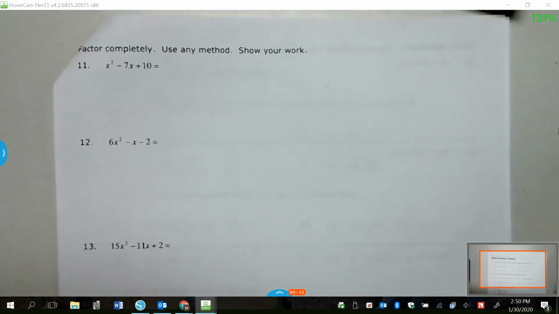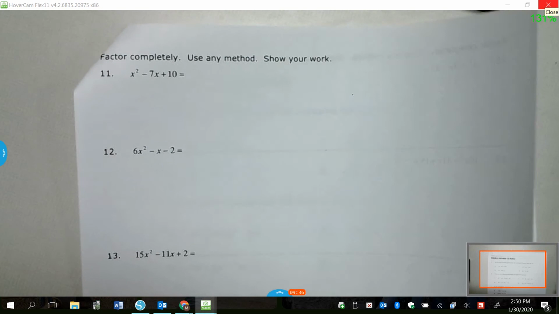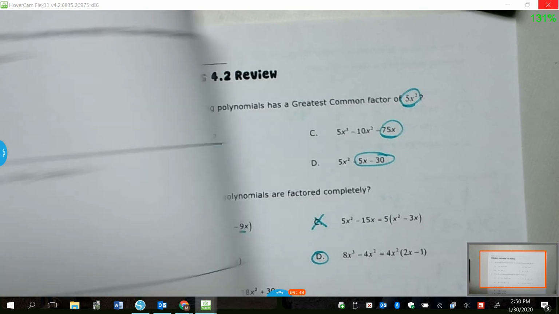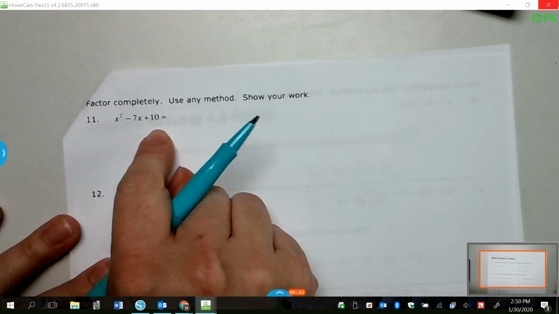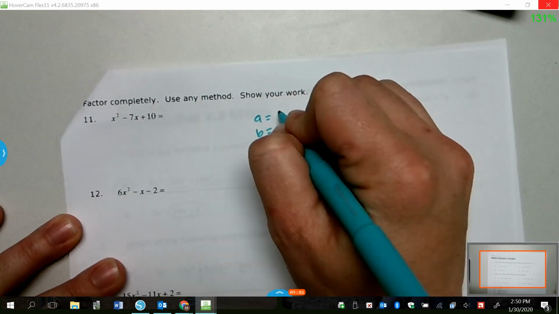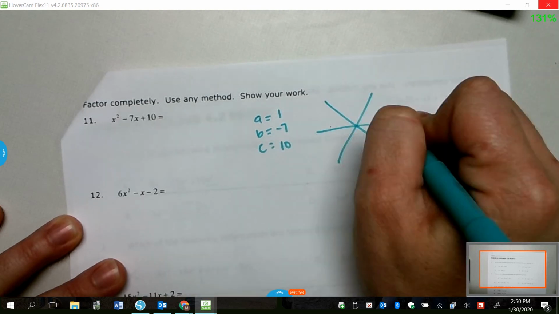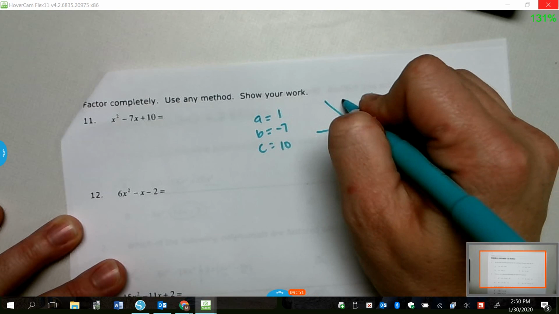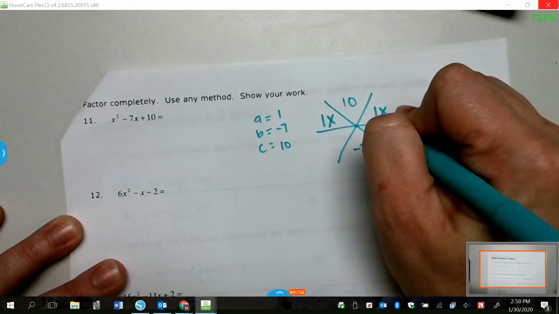Okay, so flip. Factor completely, use any method, show your work. Here you've got two more sides. We're almost done. It's in order and there's no GCF, so I'm going to start. A equals, B equals, C equals. A times C is 10, B is negative 7, AX, AX.